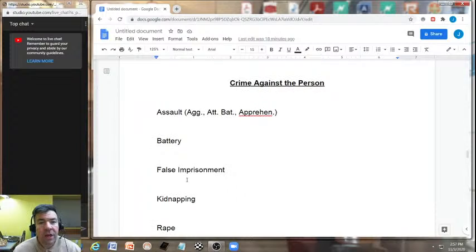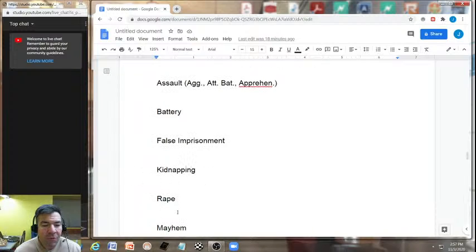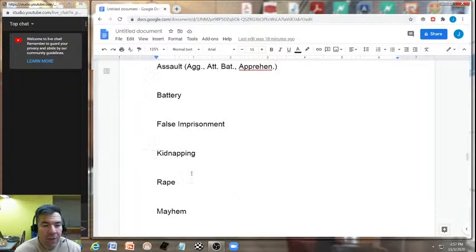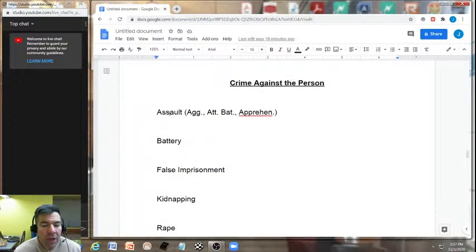Crimes against the person, further down in our shopping list, include the issues of assault, battery, false imprisonment, kidnapping, rape, mayhem. Now, assault is the intentional act by the defendant that causes the victim to suffer a reasonable apprehension of receiving a harmful or offensive contact.